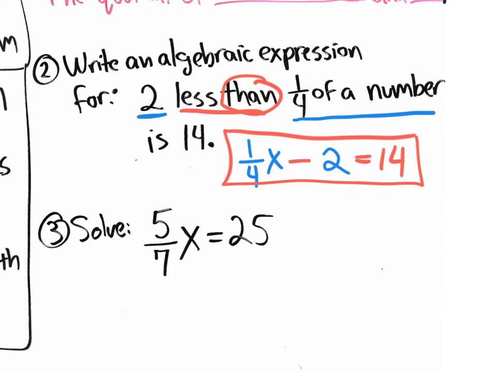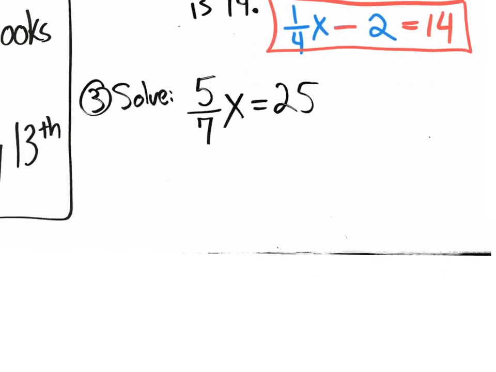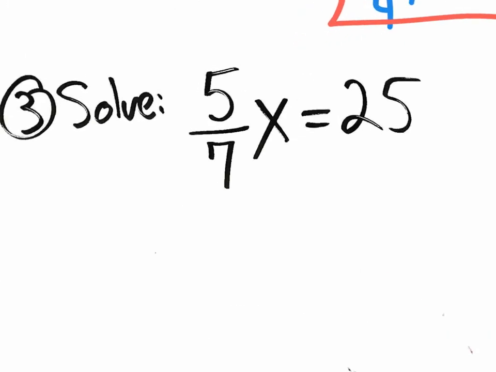Let's take a look at number 3. It says solve, so we do have an equation. If you want to get rid of the fraction, you want to multiply by 7 because it's really 5 divided by 7. If you want to get rid of something, you do the opposite, and the opposite of dividing by 7 is multiplying by 7. Now notice that I put that 7 up on top. That way it'll cancel because 7 over 7 equals 1.